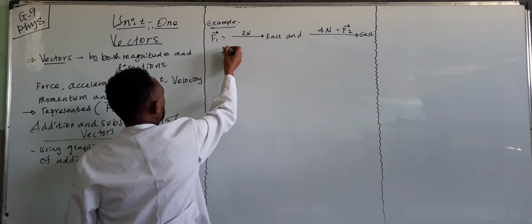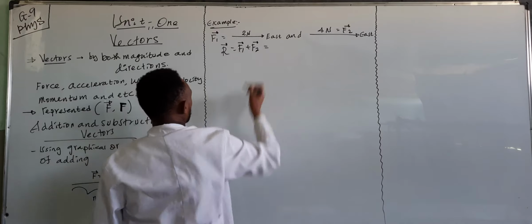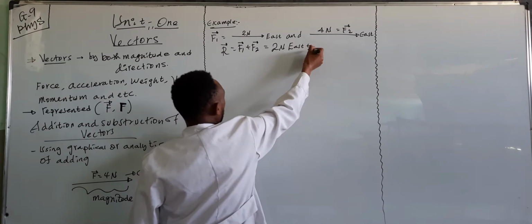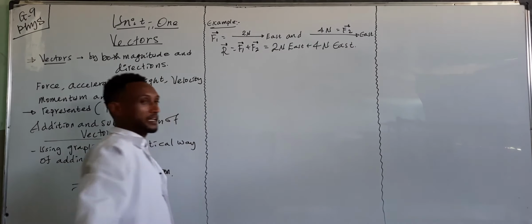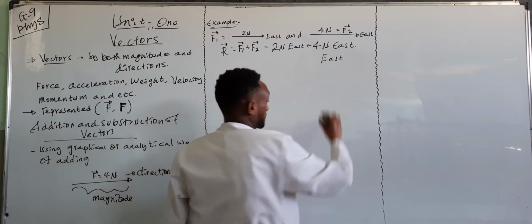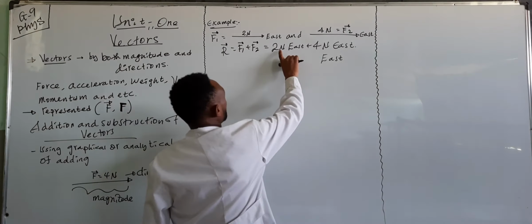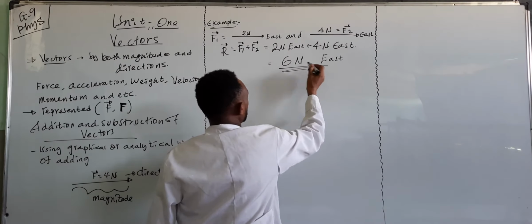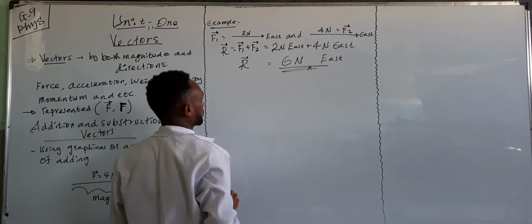Now the resultant vector, which is force 1 plus force 2, is force 1, 2 Newton in the east direction, plus force 2, 4 Newton in the east direction. Now the directions of the two vectors are similar, so you can take a common direction. In the east direction, since they have the same direction, you can simply add their magnitudes, 2 Newton and 4 Newton. This is 6 Newton in the east direction. That is the resultant of the two vectors, force 1 and force 2.